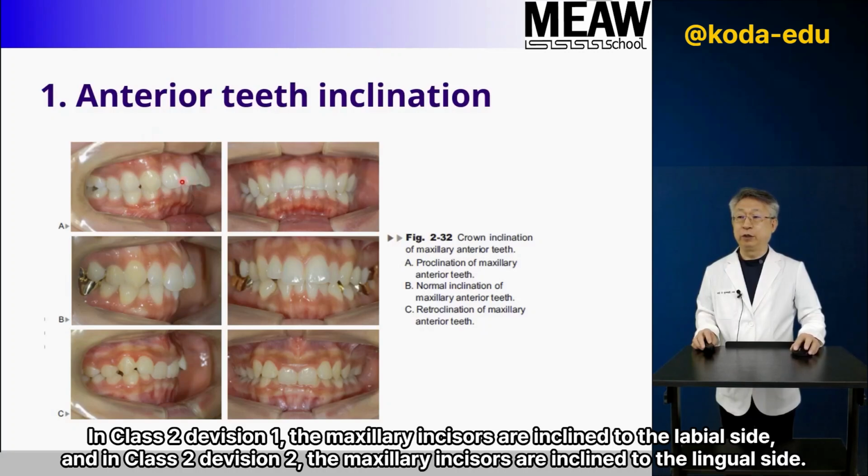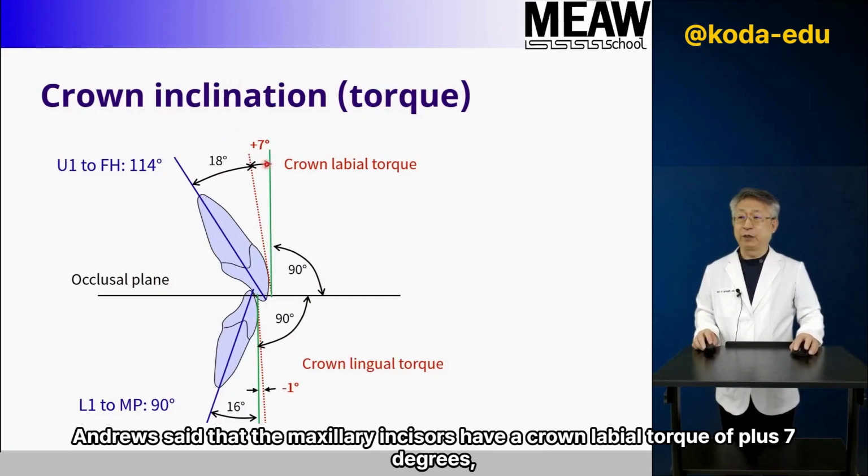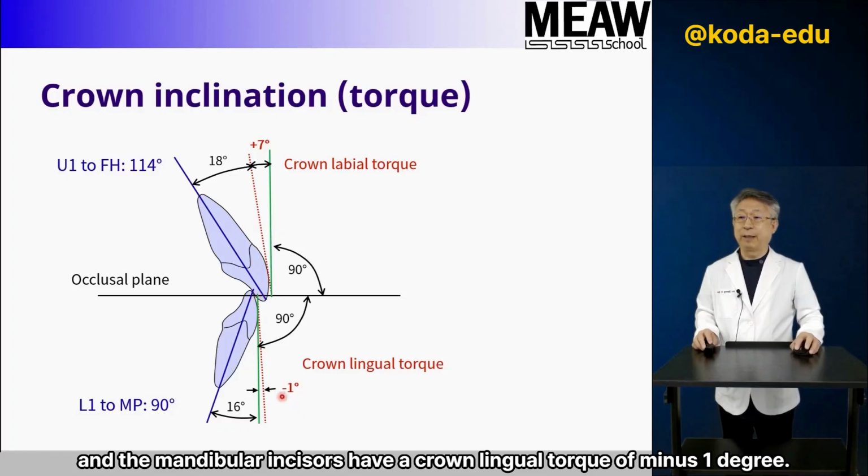In Class 2 Division 1, the maxillary incisors are inclined to the labial side, and in Class 2 Division 2, the maxillary incisors are inclined to the lingual side. Andrews said that the maxillary incisors have a crown labial torque of +7 degrees, and the mandibular incisors have a crown lingual torque of -1 degree.